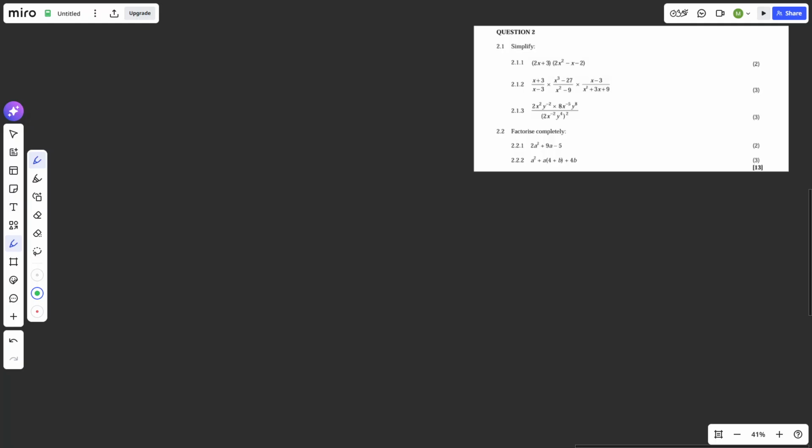So in the first question, what are we given? We are given, okay, so that's point one, (2x + 3), and all of that is multiplied by (2x² - x - 2). So here we've got two factors, right? So this here it's factorized.